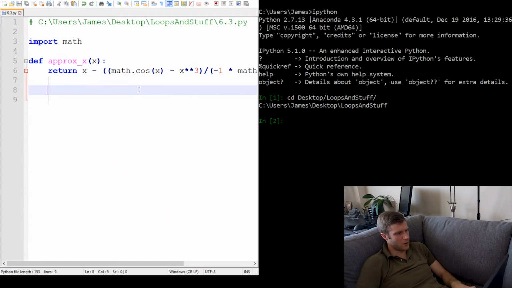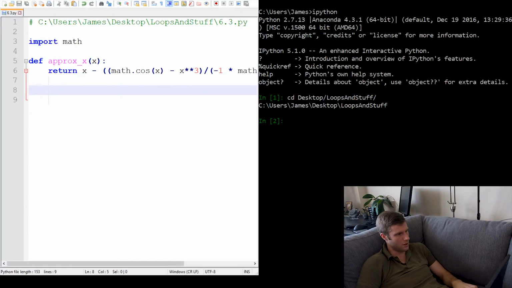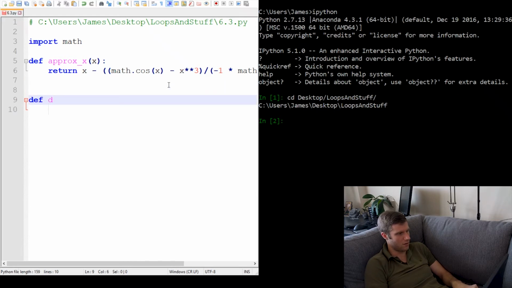What else do we have to do? Let's quickly switch on back. We have to write another function that calls the function approx x. Well, x is not equal to, oh okay. Well, we can do this. So let's switch back on over to the script and interpreter, and I guess I'll just call this function def do something, and it's going to take the x.